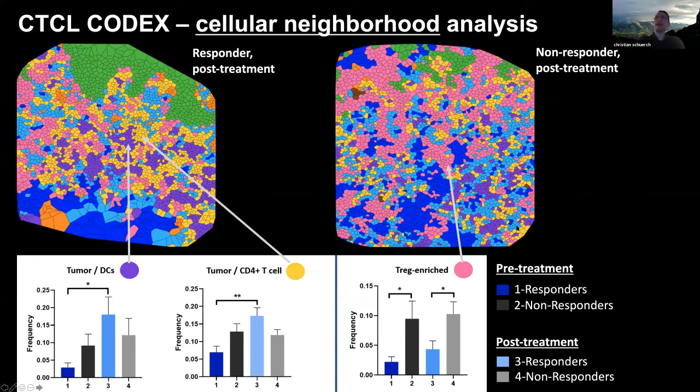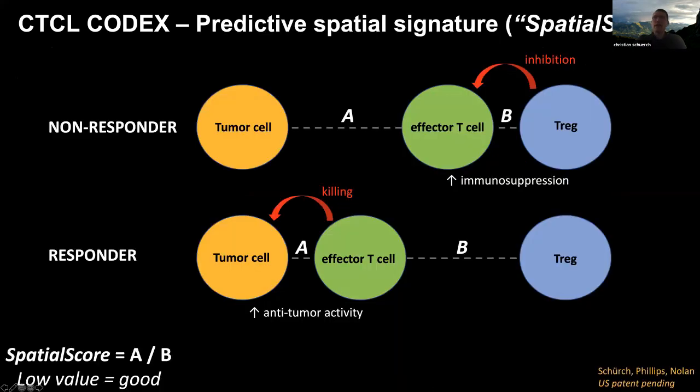Now, to simplify this highly complex analysis, we came up with the idea of a spatial score. So in our idea, we have an effector T cell, a regulatory T cell, and a tumor cell. And if the effector T cell is close by the regulatory T cell, it gets inhibited in the tissue, right? If it's close by the tumor cell, the chance that the effector T cell can kill the tumor cell is much higher, and it is far away from the Treg and it doesn't get inhibited.